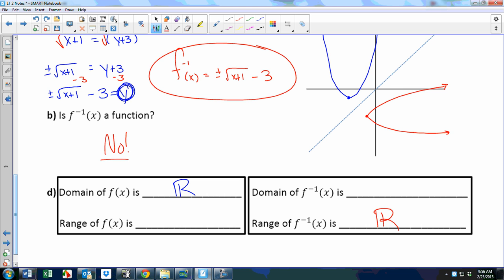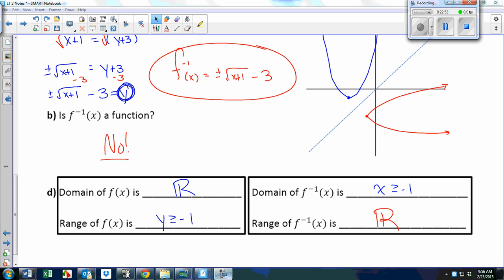Switch, right? What's the range of the original function, that blue quadratic? Y is greater than or equal to negative 1. So what's the domain of your inverse? X is greater than or equal to negative 1, and you're kind of seeing the conceptual connection, right? Okay. I think I'm going to like the homework too after all. Let me go ahead and stop the video.